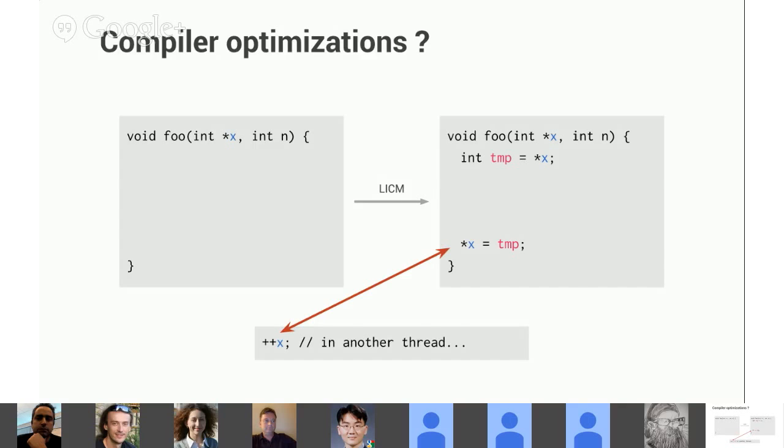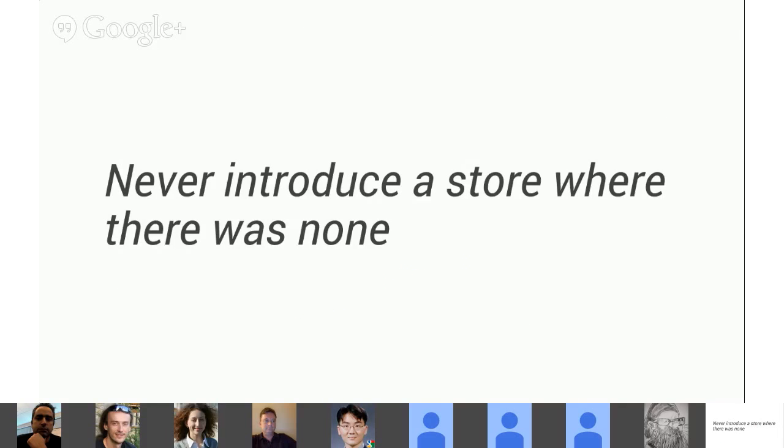star x. So a simple rule is to never add a store on a path where there could have been no store to that variable, because you are introducing a race, possibly because you cannot know what another thread may be doing at the same time.